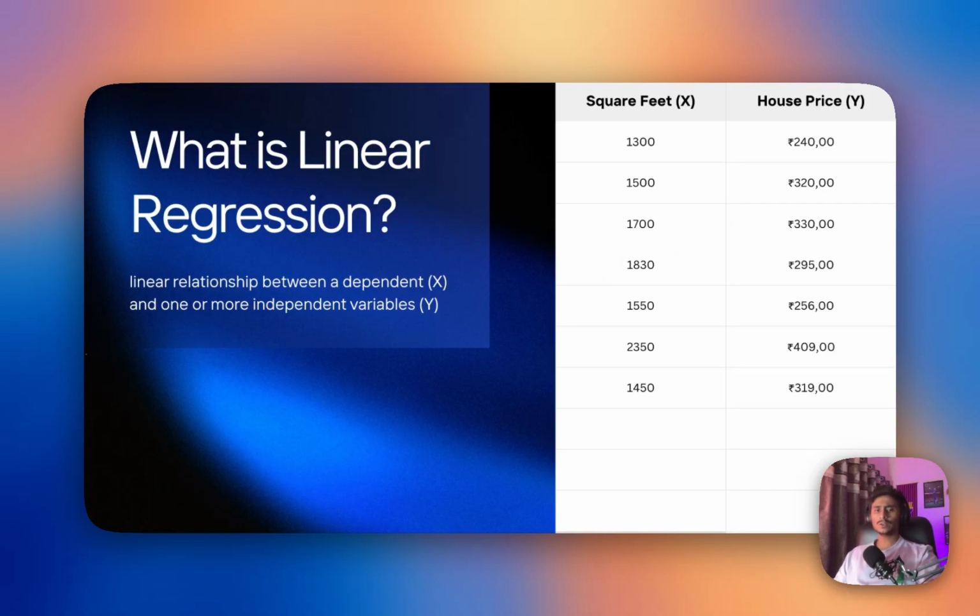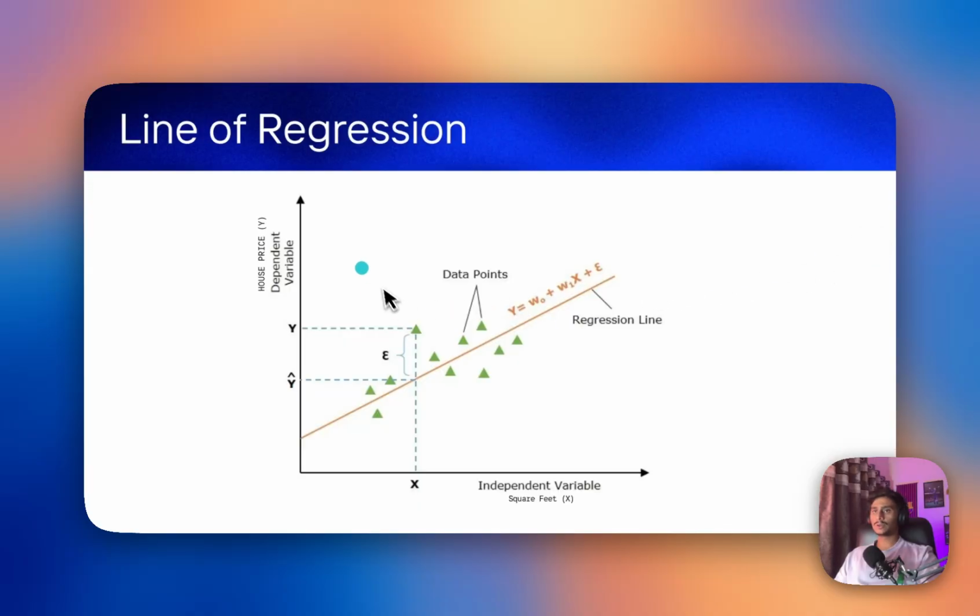So let's try to understand this with an example. Here I have taken square feet and house price. So we have 1,300 square feet area, and its house price is 2,40,000.